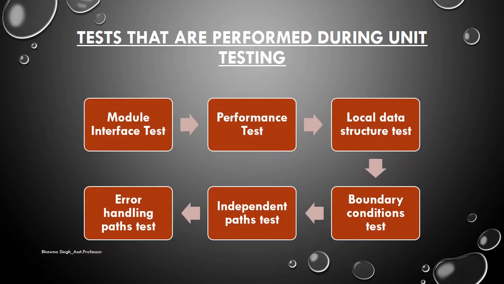Now these are the various kinds of tests that we perform during unit testing. The first one is the module interface test. In the module interface test, we do all the testing regarding the single module, and we check whether the information is properly flowing into the module and properly coming out of it, and whether it is performing the specified operations under specified conditions. So all the things related to the module we check in this module interface test.